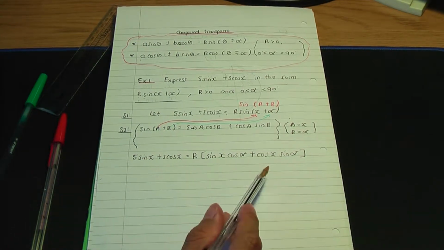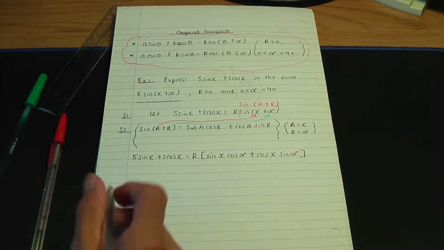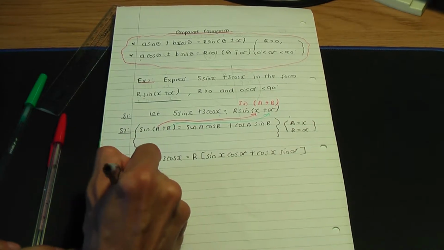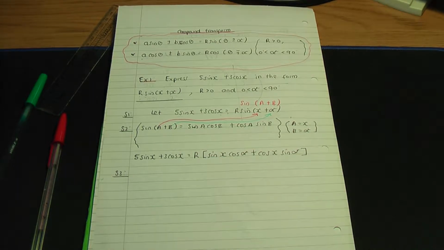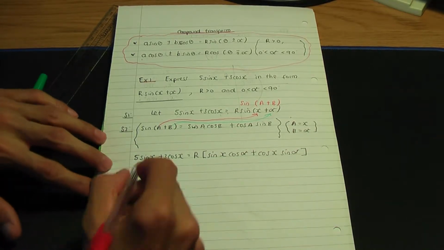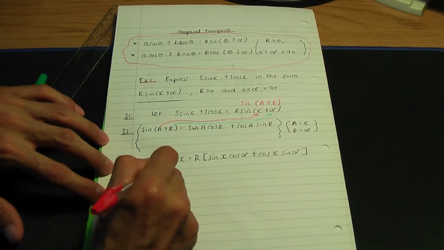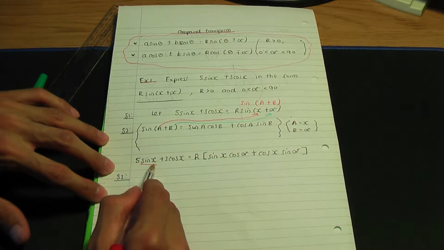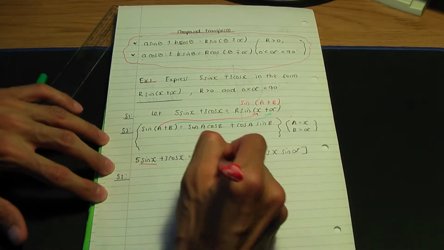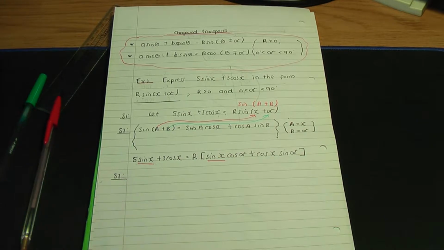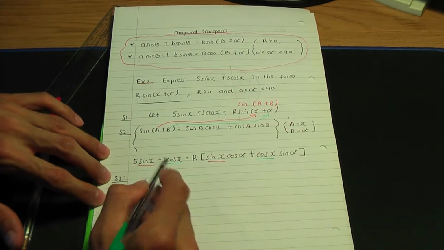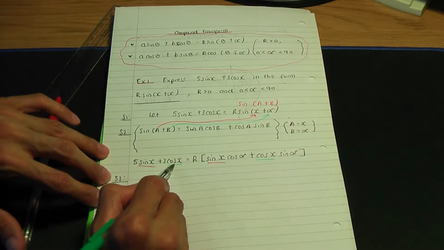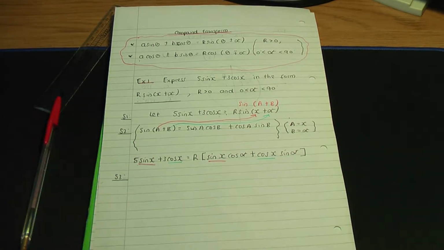So that completes step number 2. Let me explain the next step, step number 3. In the next step, what I do is I equate the coefficients of sine x first, because sine x appears first on the left hand side. So I equate the coefficients of sine x on both sides and cos x later, as that appears second on the left hand side of the expression.